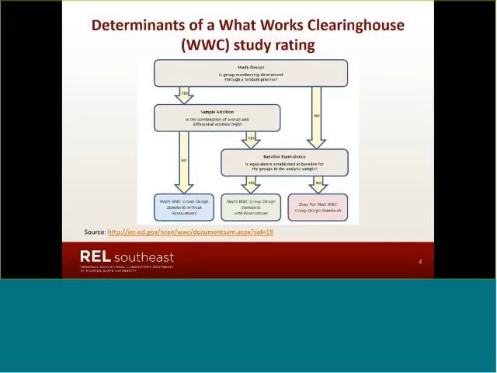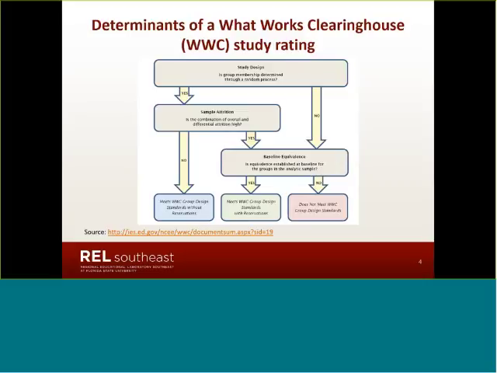So working down the right side of the flow chart, we then look at the baseline equivalence of the treatment and control groups. And this is in the analytic sample. This is a sample that's used to calculate the impacts. So these are the individuals who have the outcome data that's needed to calculate impacts and who also have the data that's needed to assess baseline equivalence.